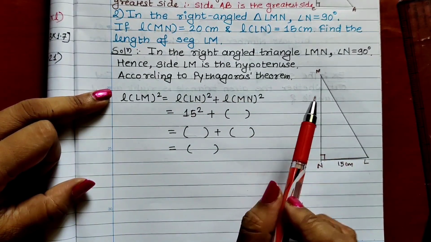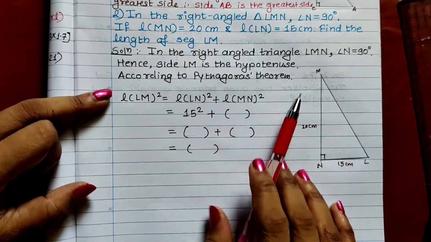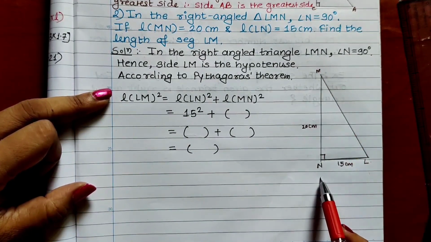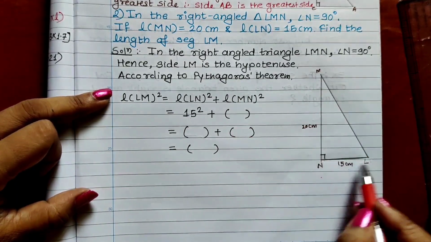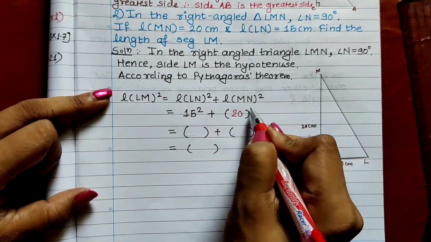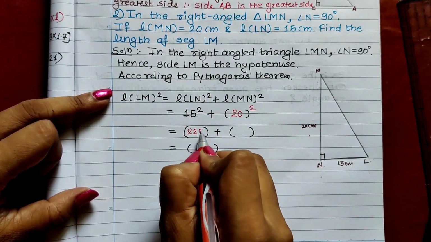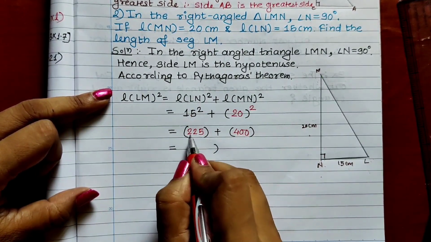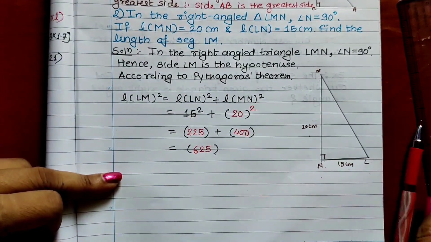Hypotenuse square is equal to sum of squares of other two sides. So hypotenuse is LM. LM square is equal to sum of squares of other two sides. So LN square plus MN square. LN is 15. MN is how much? 20. Here it is written. And MN is 20. So it is 20 square. What is 15 square? 15 into 15, 225. What is 20 square? 400. 400 plus 225 is 625. So LM square we have got 625.